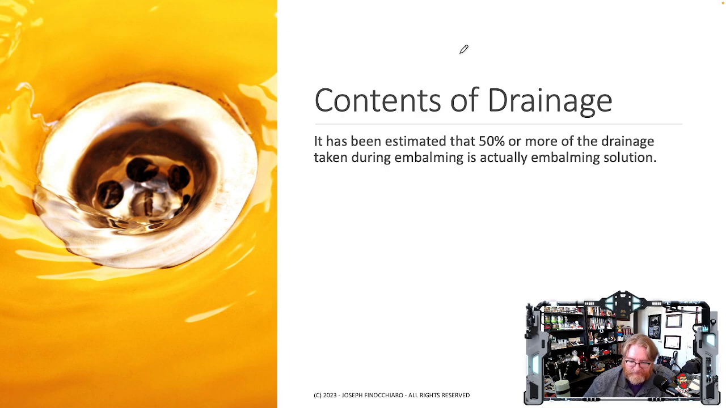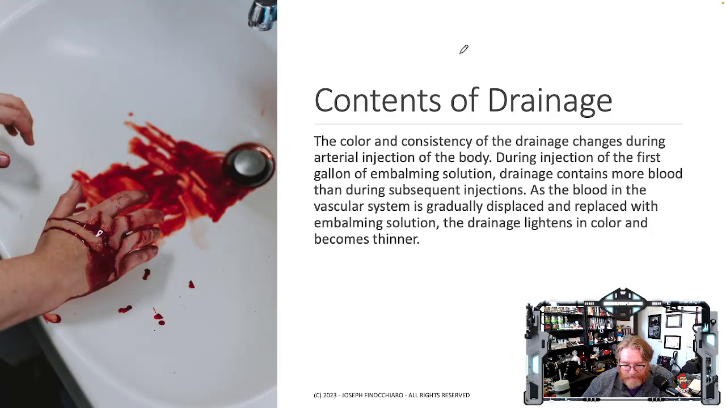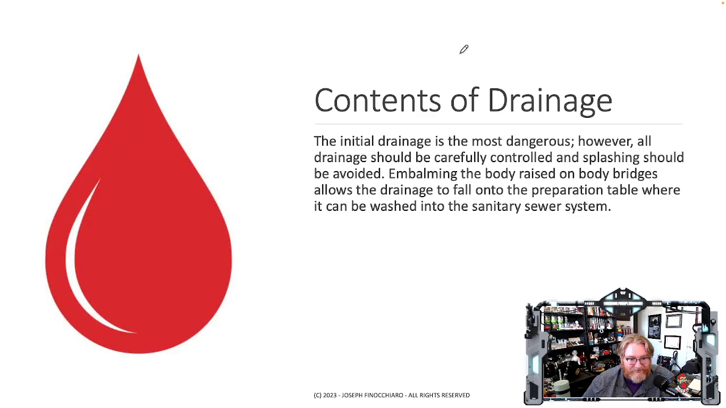It has been estimated that 50% or more of the drainage taken during embalming is actually embalming solution. The color and consistency of the drainage changes during arterial injection of the body. During injection of the first gallon of embalming solution, drainage contains more blood than subsequent injections. We're displacing blood, right? It's going to come out first. And as time progresses, we're getting less blood out because we've gotten blood out. As the blood in the vascular system is gradually displaced and replaced with embalming solution, the drainage lightens in color and becomes thinner until it is a majority of solution.